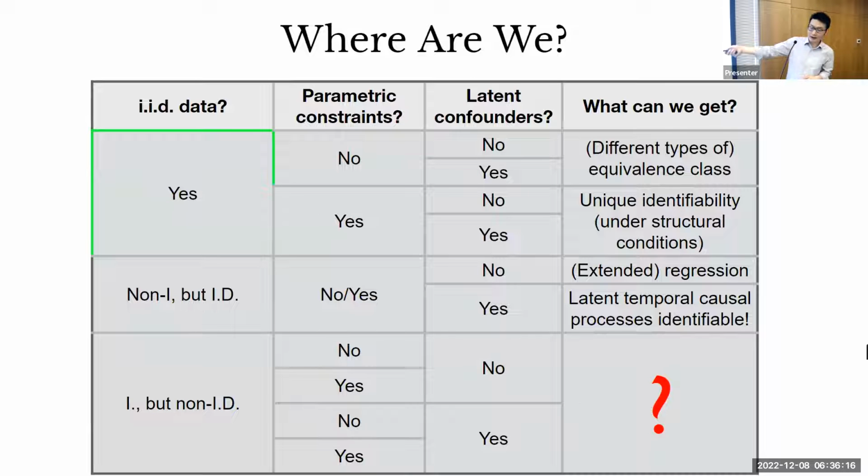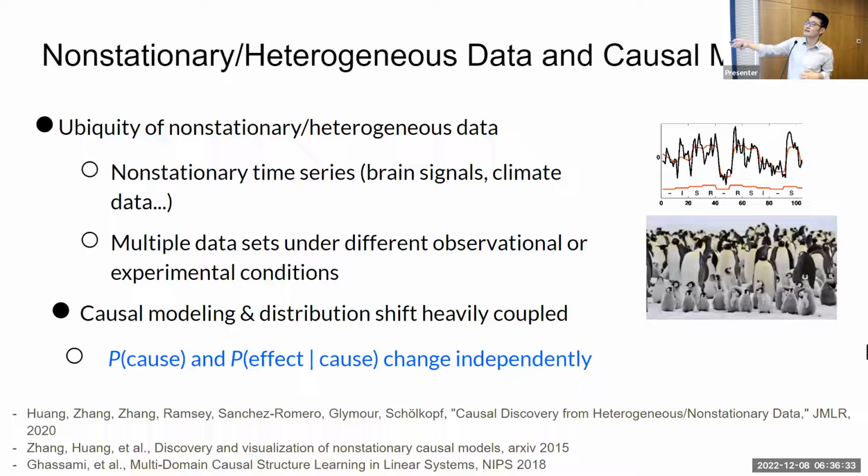And then we only have a few minutes left. Let me quickly say something about the non-IID situation. Another non-IID situation. So we may have multiple distributions, right? As time goes on, you can have non-stationary data. You can have datasets collected under different conditions. Then you have different distributions.